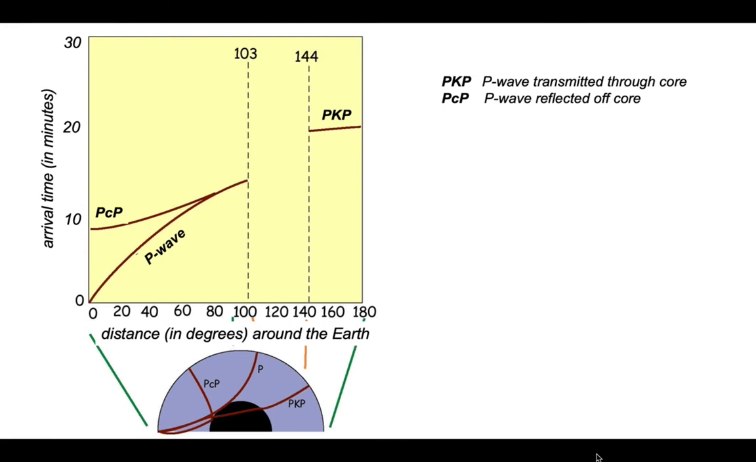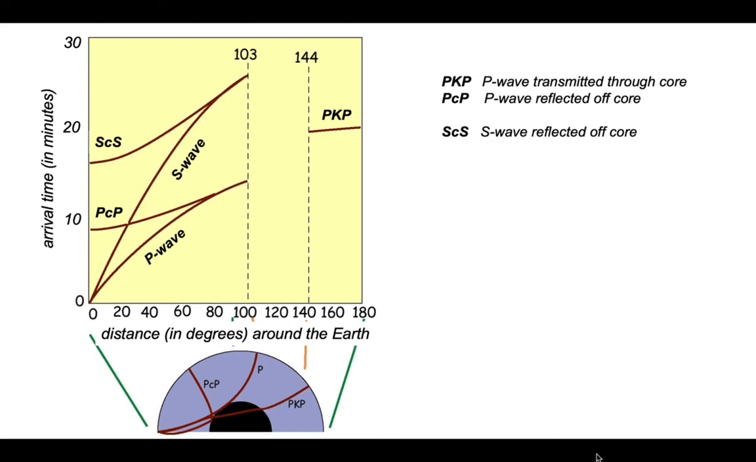Let's put in now the shear waves. Of course, the shear waves are coming in after the P waves at any given station, and as with the P waves, the shear waves also generate reflections off the core mantle boundary and come in there as SCS travel times.